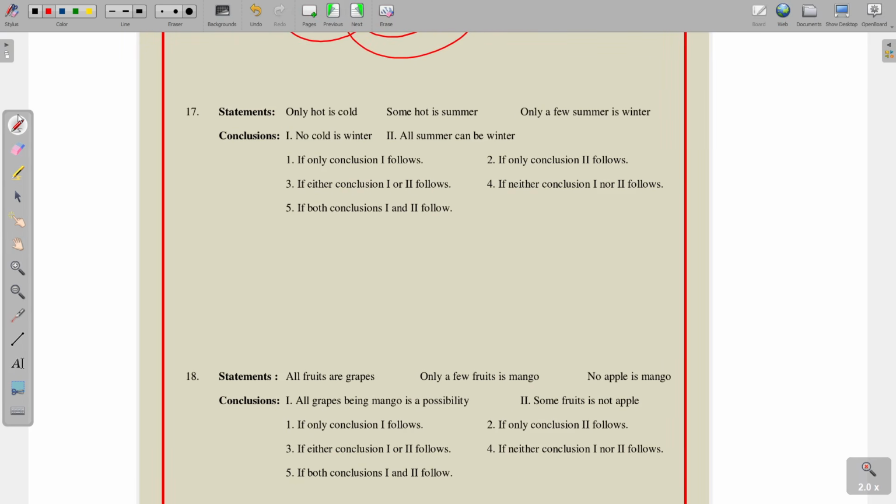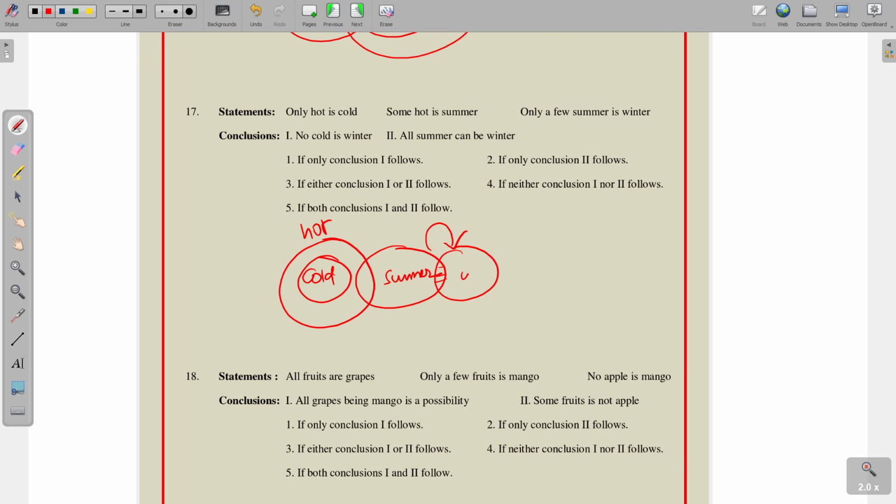Coming to the second one, only hot is cold, in the sense all cold is related only with hot. Next, some hot is summer. Only a few summer is winter. See the first one, no cold is winter. So no cold is winter definitely follows. Why? Because cold is related only with hot.